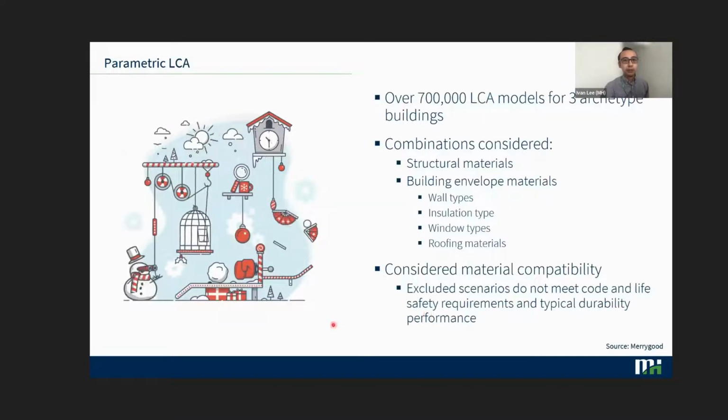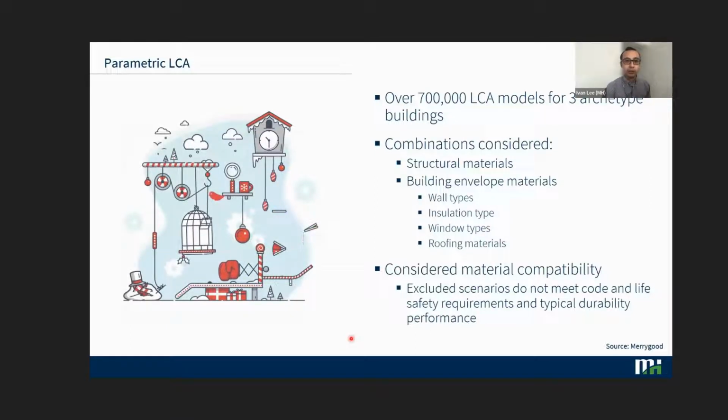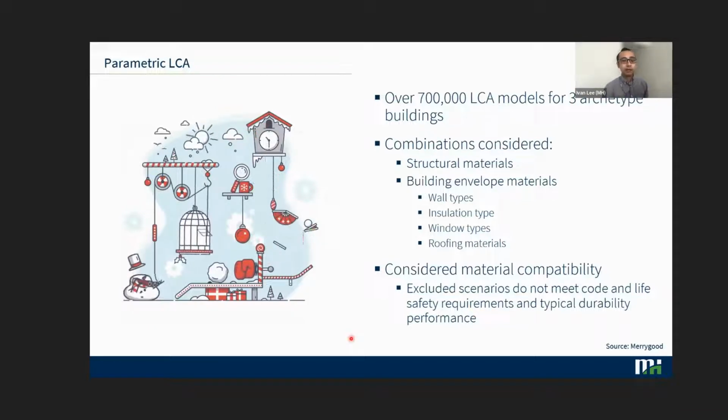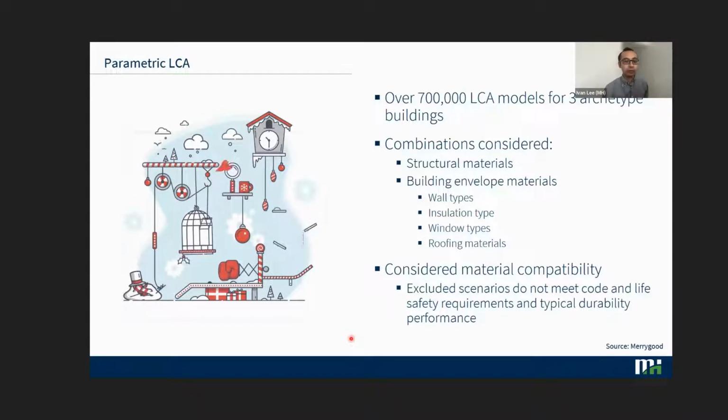So as I mentioned before, we had to do a parametric analysis to present this data. The tool itself has over 700,000 LCA models for 3 different archetype buildings. We considered various options and different combinations of materials. So we had variable materials for structure and for the building envelope, including things like walls, insulation, windows, and roofing.